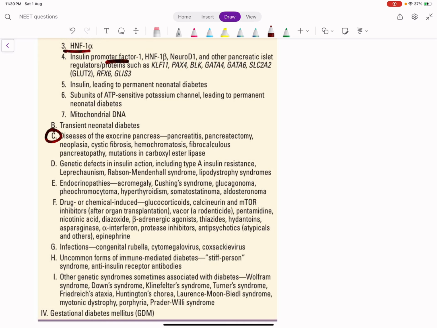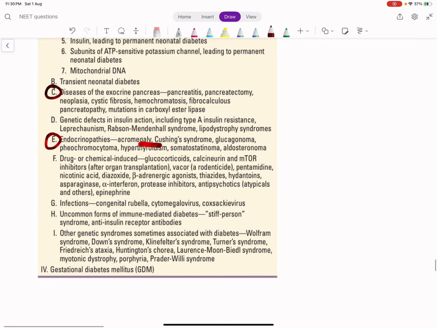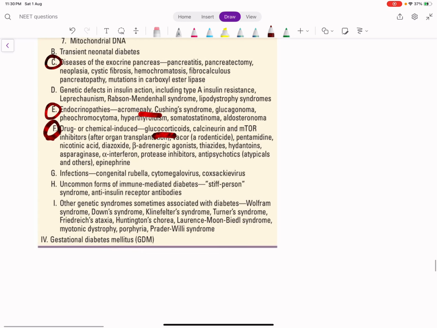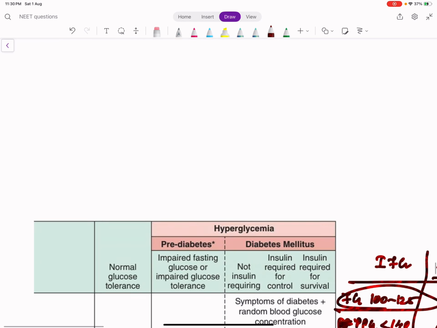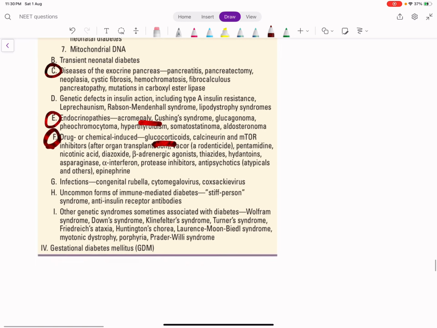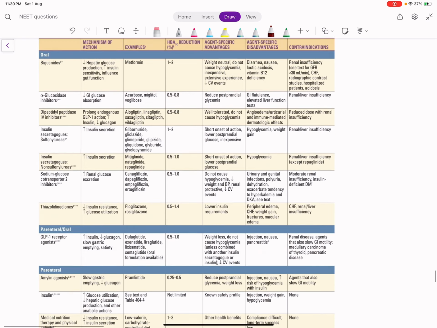Type 3C is pancreatitis associated diabetes. Type 3E is endocrinopathy associated. And type 3F is drugs associated, like steroid associated, etc. Okay, so type 4 is gestational diabetes mellitus. So these are some types of diabetes which you must remember.